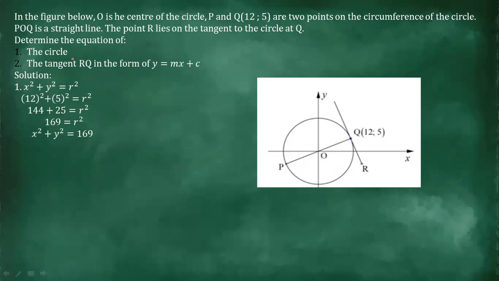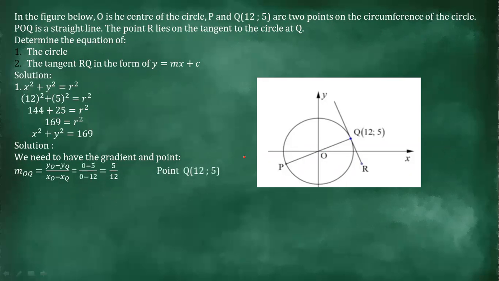Now determine the equation of the tangent RQ in the form of that. We need to have the gradient and the point first, but the point is fine. We can now use the point Q, which is (12, 5). What about the gradient? We first determine the gradient of OQ. OQ would give us 5/12.